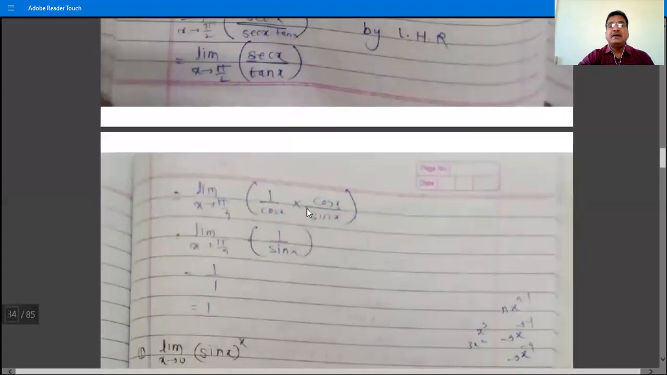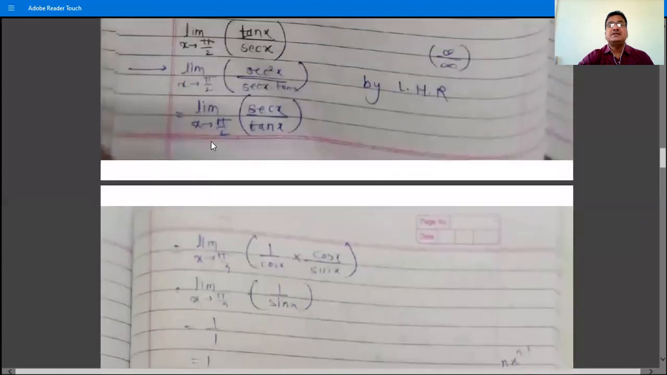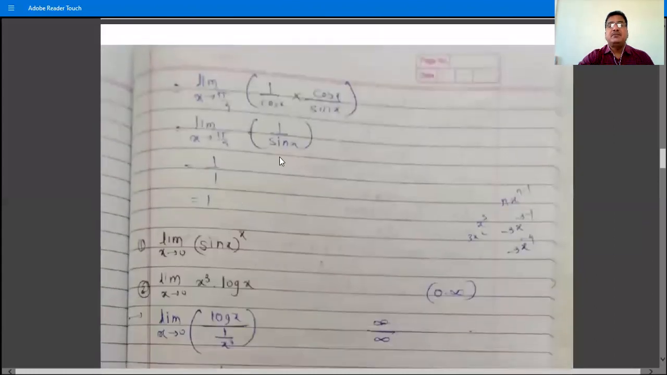Sec x means 1 by cos x, divided by tan x means into sin x by cos x, divided by sin x by cos x means into cos x by sin x. Cos gets cancelled, 1 by sin x, and if we substitute x as pi by 4, sin pi by 4 is 1. So 1 by 1 is, this value is wrong, I think. Sin pi by 4, right? Sin pi by 4, it is not 1. It is 1 by root 2, and then find the value.